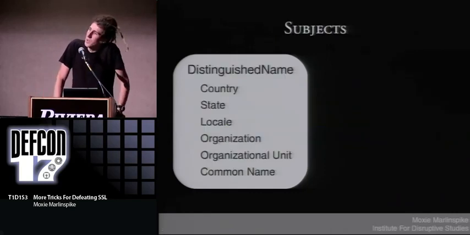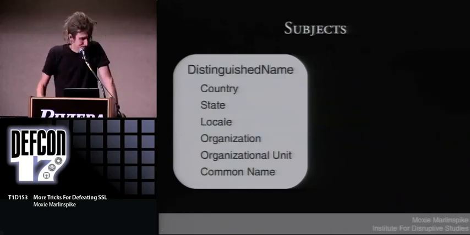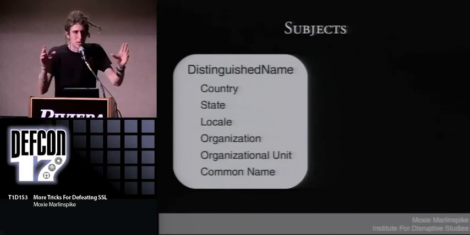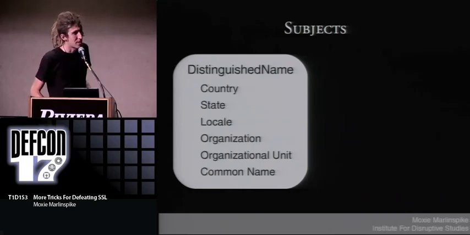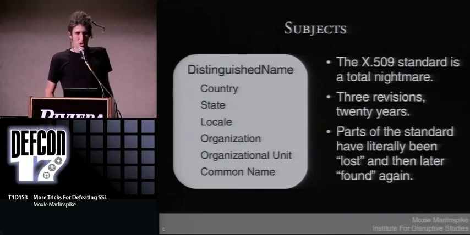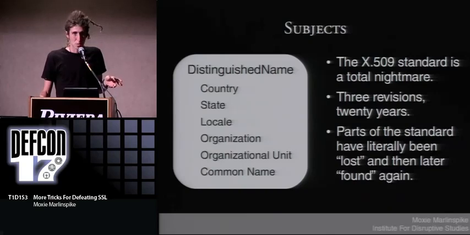Okay, so I am simplifying things a little bit. Subjects are not just an ASCII string in this thing, right? It's actually this structure called a distinguished name. To understand this structure, you have to understand that the X509 standard is a total nightmare. There have been 3 revisions over the course of 20 years. Parts of the standard have literally been lost and then found again.